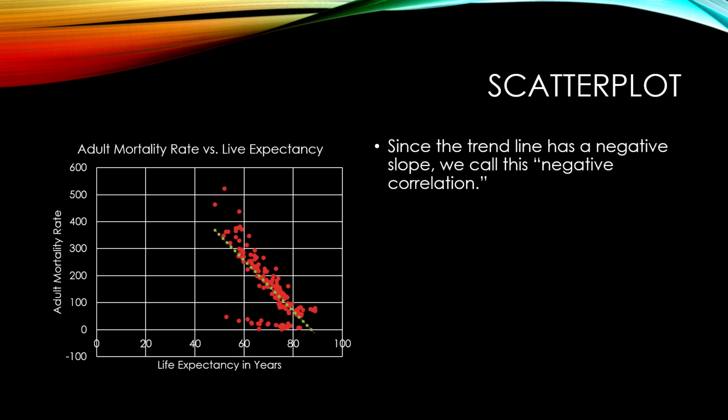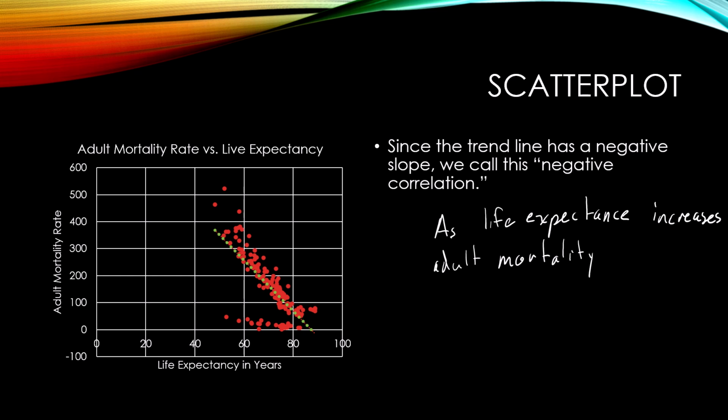This scatter plot shows what we call a negative correlation, because as life expectancy increases, adult mortality, which is the predicted number of people out of a group of 1,000 people who are between 15 and 60 who will die in a given year, or who are expected to die. So as life expectancy increases, adult mortality decreases.